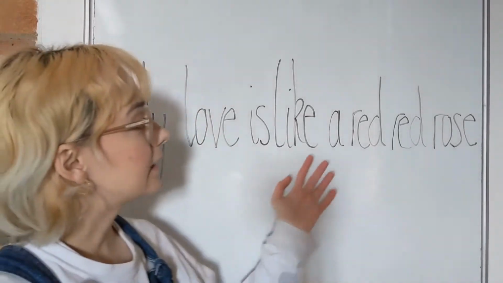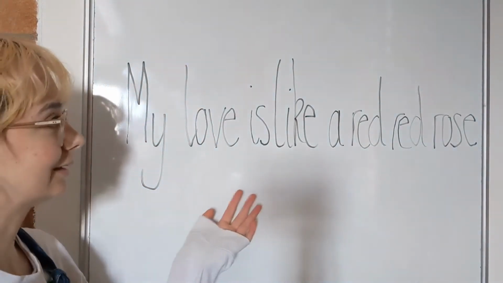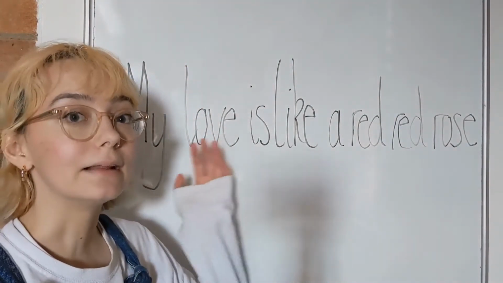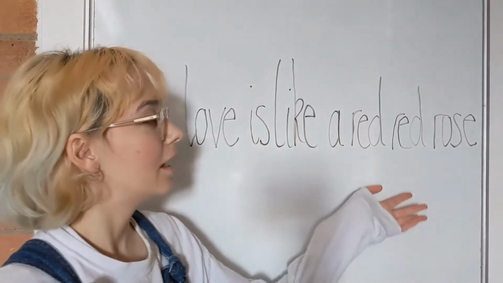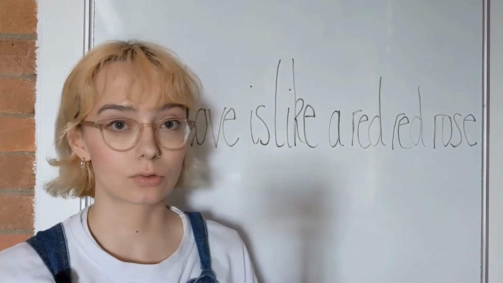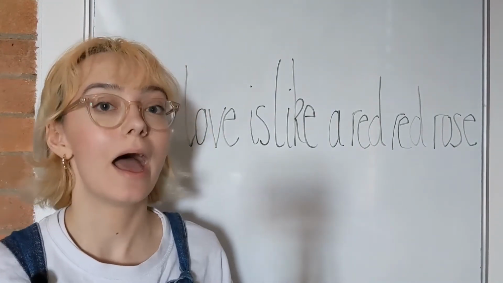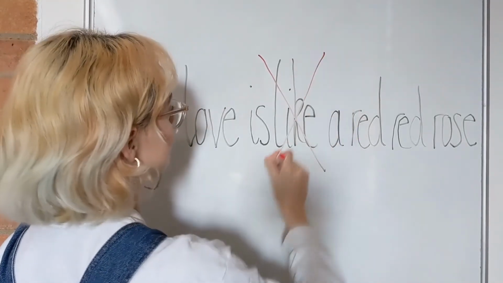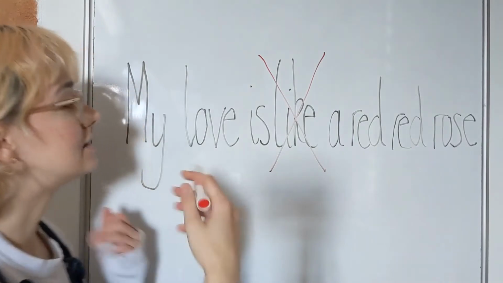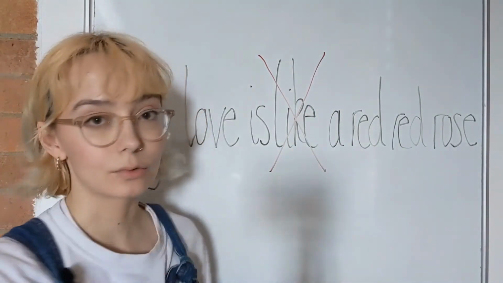My love is like a red, red rose. So the comparison here is brought by the "like", and of course we have the likening of love to the red rose. And if we wanted to change this into a metaphor, we would take out this "like", and we're left with: my love is a red, red rose.